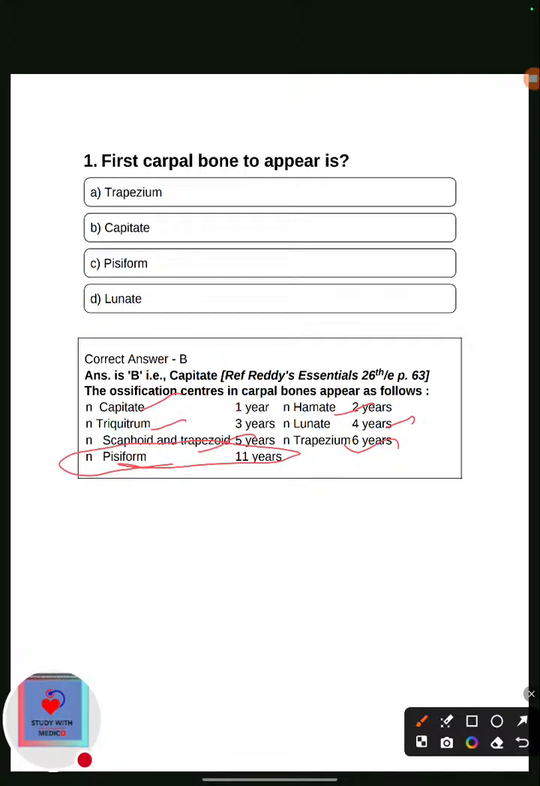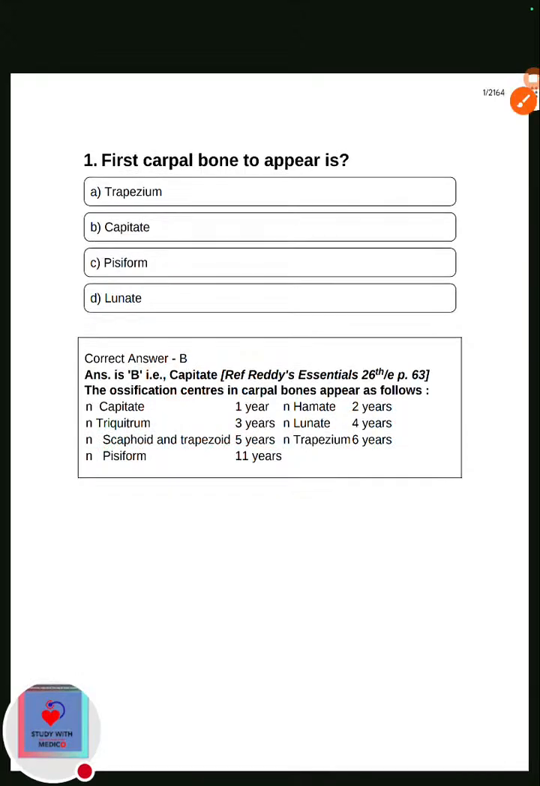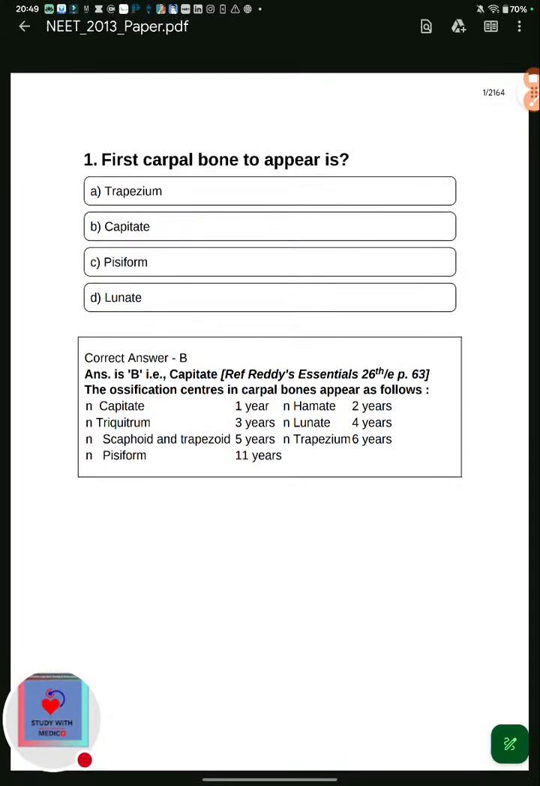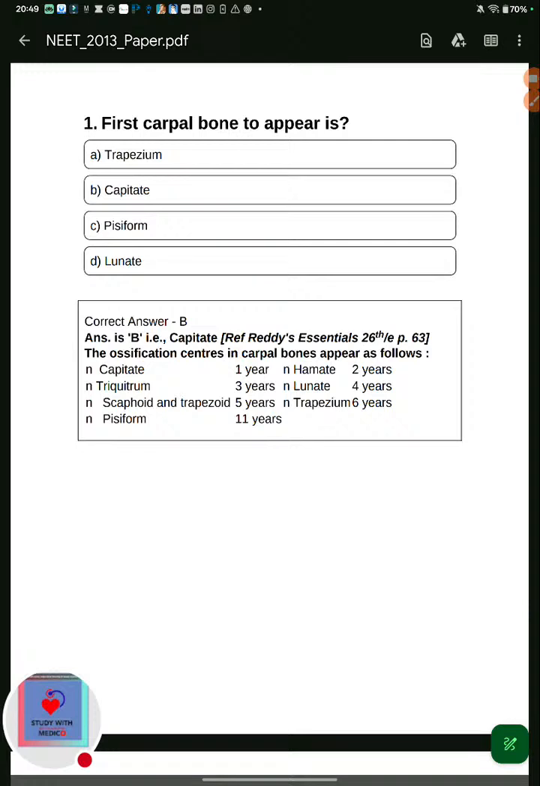because pisiform is the smallest one, right? Pisiform is the ossification of the tendon. Let's see next: first capitate with hamate, then triquetrum, then lunate, then scaphoid, trapezoid, trapezium, then pisiform.